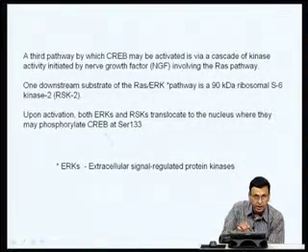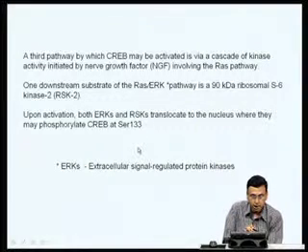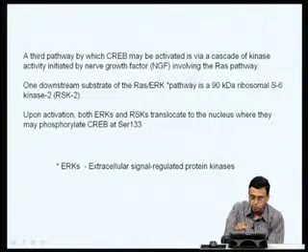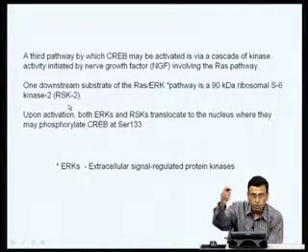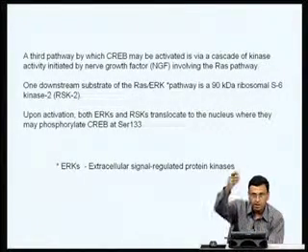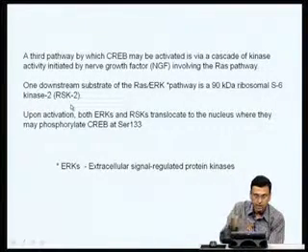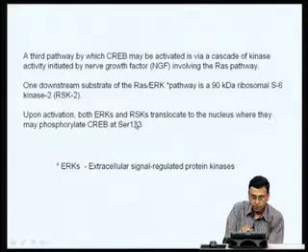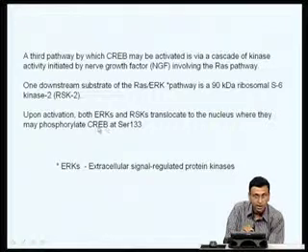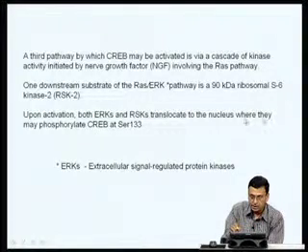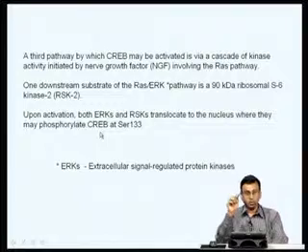We will discuss growth factor signaling in the later series of these lectures, and one of the downstream substrates of this growth factor receptor pathway is a specific kinase called 90 kilodalton ribosomal S6 kinase 2, or RSK2. When nerve growth factor binds to the nerve growth factor receptor, it initiates a phosphorylation cascade, and as a result RSK2 is activated. Upon activation, RSK2 as well as other kinases called extracellular signal regulated protein kinases, or ERKs, translocate to the nucleus where they phosphorylate CREB at serine 133.